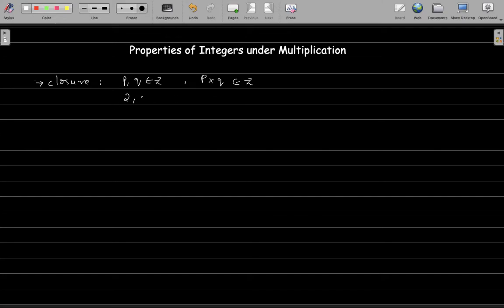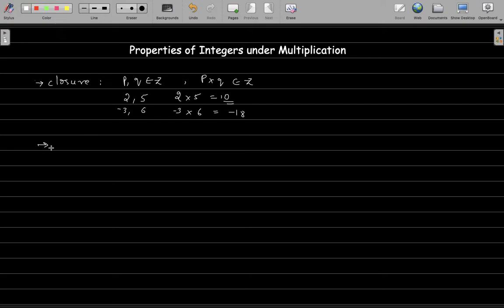Suppose 2 and 5 are two integers, then 2 times 5 is 10. 10 is also an integer. If negative 3 and 6 are two integers, then negative 3 times 6, which is negative 18, is also an integer. So this property is called the closure property.